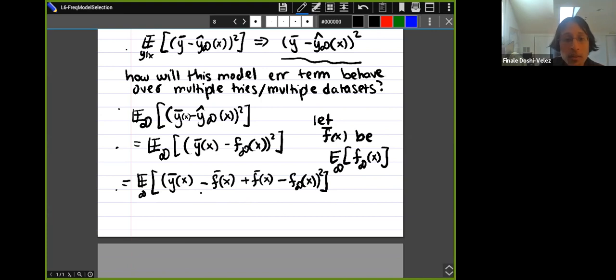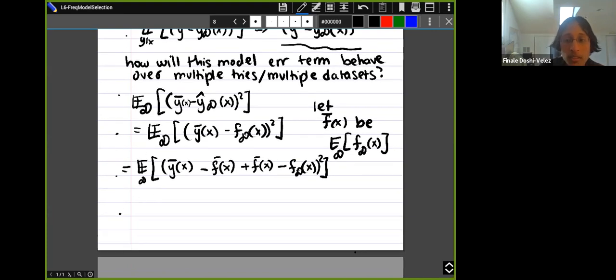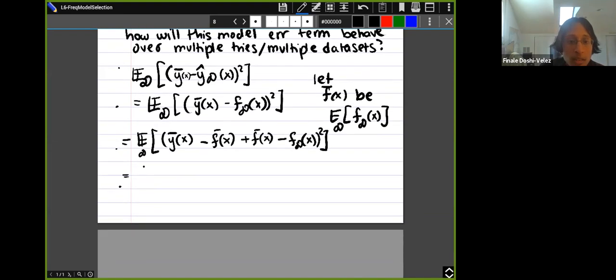So here we go. And now we're going to do the same sort of thing that we did before to end up with expectation over data sets, y bar of X. Let me just write this out, and then I will talk through it. So I'm not trying to write and talk at the same time.